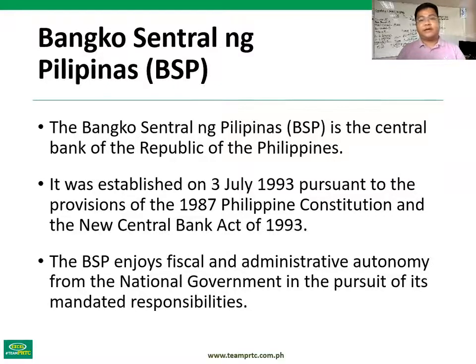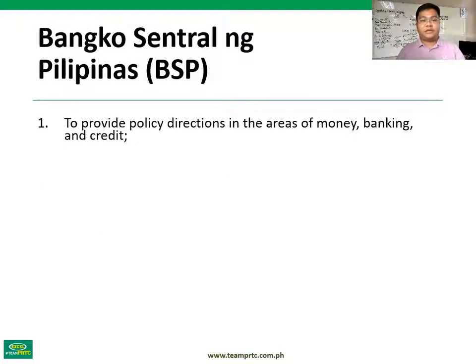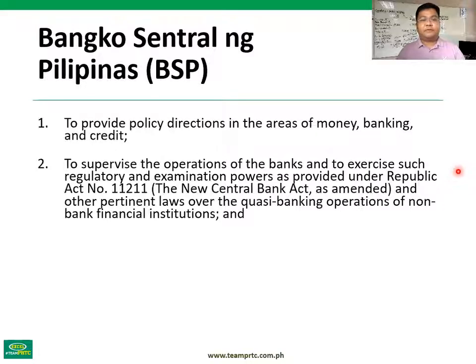So the next question is, what are those responsibilities of our BSP? First up is to provide policy direction in the areas of money, banking, and credit. So as you can see, normally it's the BSP who handles the monetary policy side of our country here in the Philippines. They also supervise the operations of the banks and exercise such regulatory and examination powers as provided under Republic Act 11211 or the New Central Banking Act or Central Bank Act and other pertinent laws over quasi-banking operations of non-bank financial institutions.